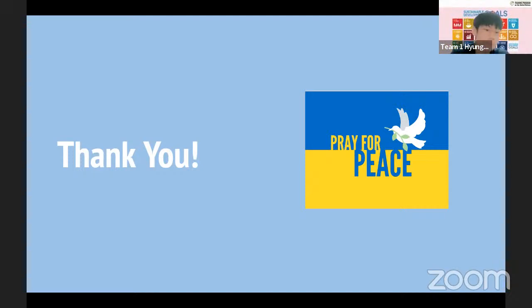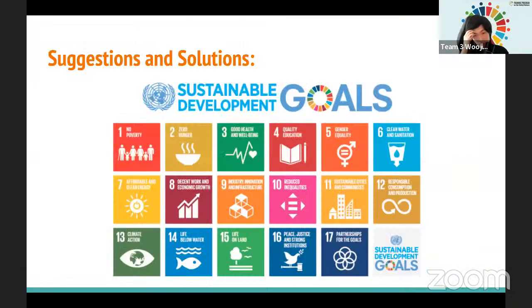Are there any in Team 3? Yes. Wait, can you go back to the SDGs? Yes, I think Partnerships for the Goals has been the most affected, because political relationships between countries have been broken, and Russia's relationships with other countries have also been damaged because of this war. Thank you for sharing an idea.